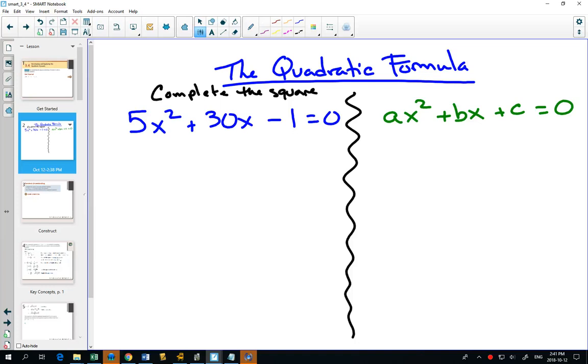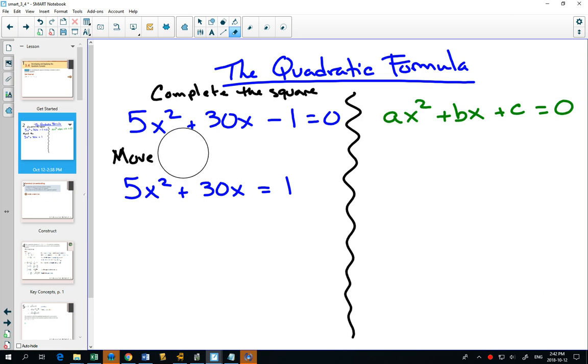So starting with completing the square, what did we do first? We moved the 1 over to the other side. Okay? So we had 5x squared plus 30x equals 1. Okay? If I write an instruction, the instruction's coming before, so it shouldn't be in past tense. Move. I move the constant over. The constant's the term without any x's.